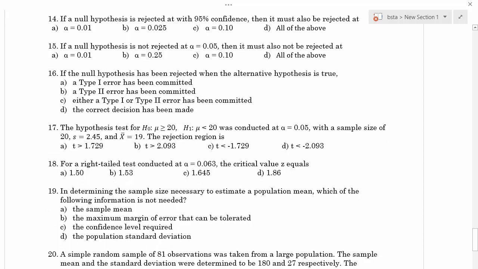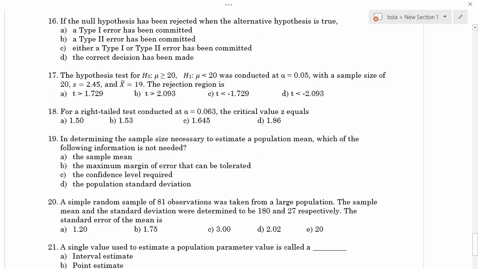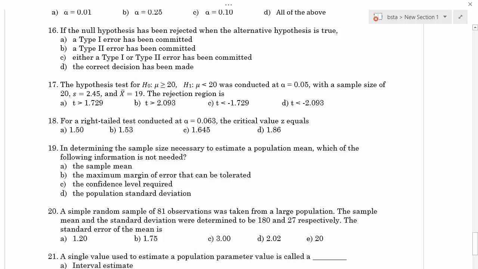I'm going to skip 14 and 15. I'll post the answer. Let's move on to 16.